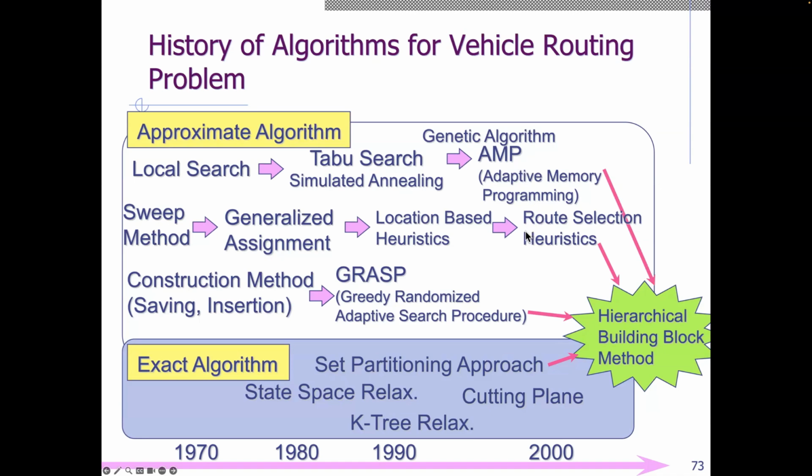The sweep method, which can be seen as a cluster-first route-second approach, is refined to generalized assignment heuristics and location-based heuristics, which are proved to be asymptotically optimal under some assumptions. Saving and insertion methods, which can be seen as construction algorithms, have a descendant named GRASP, which is a construction-type metaheuristic. And we have another branch of exact methods such as the set partitioning approach, cutting plane, etc. Recently these algorithms are unified into the hierarchical building block method proposed by me.